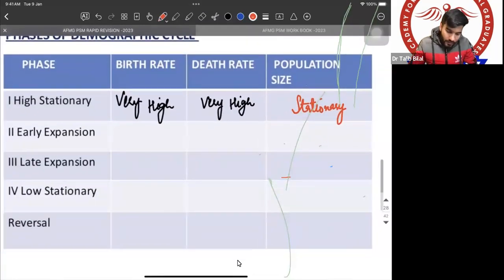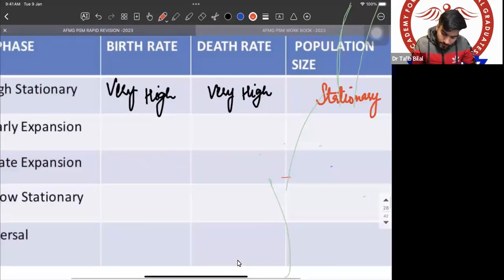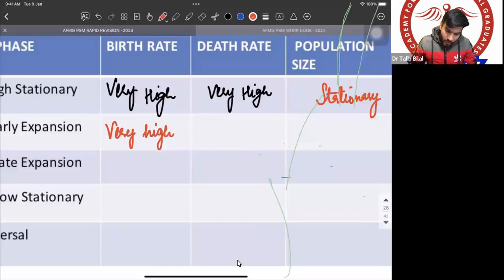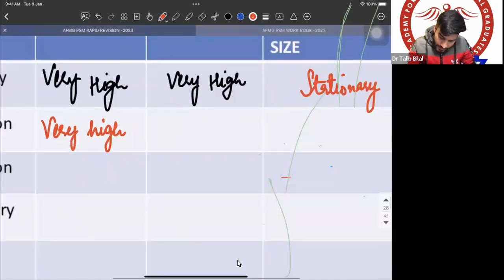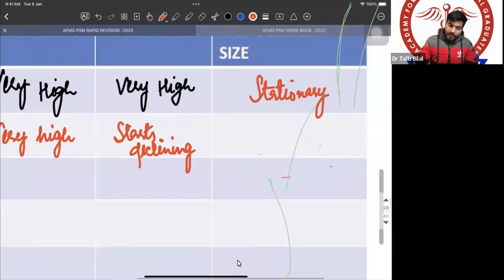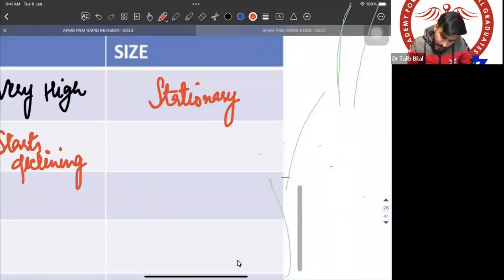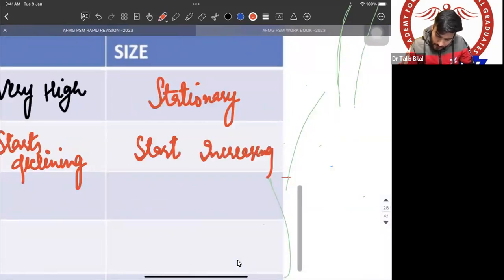What will happen to the birth rate in early expansion, guys? Birth rate is very high, but the death rate starts declining. And what will happen to the population size? The population size will start increasing.